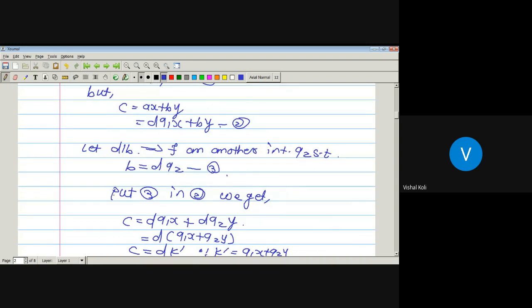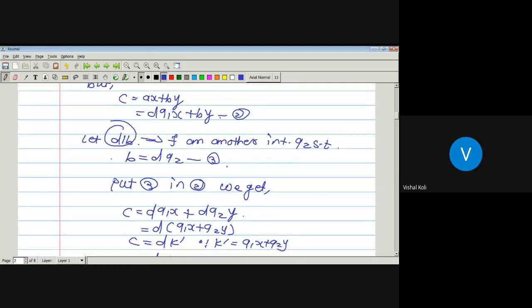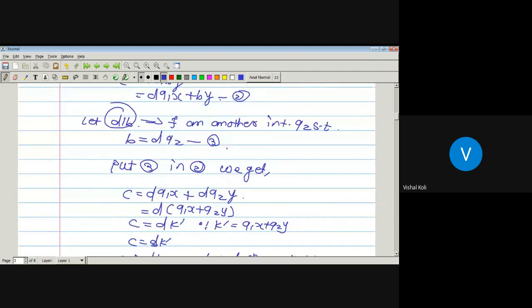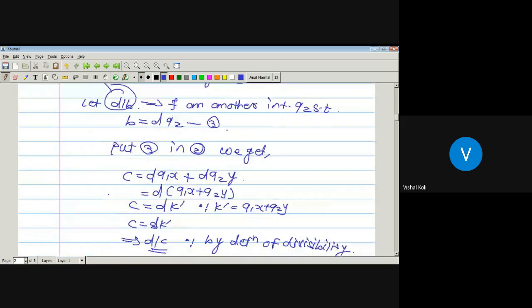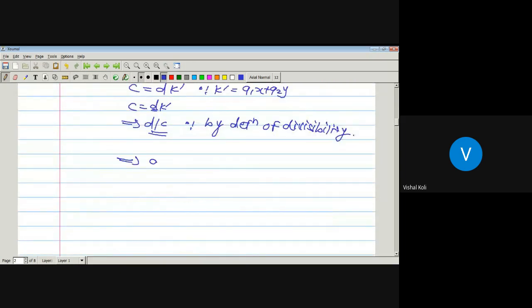So this is not possible, and d divides c is wrong. It means d does not divide b. Since we assumed that d divides b, only then do we get a contradiction to our given statement. So our assumption is wrong. That is, the assumption d divides b is wrong, which implies d does not divide b. So if there is an integer d which does not divide the linear combination of a and b, then either d does not divide a or d does not divide b.